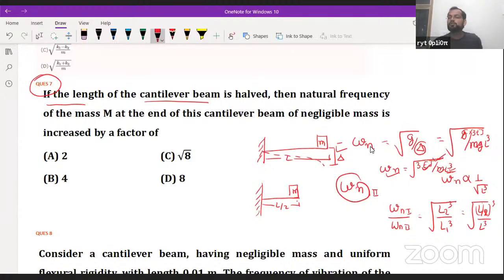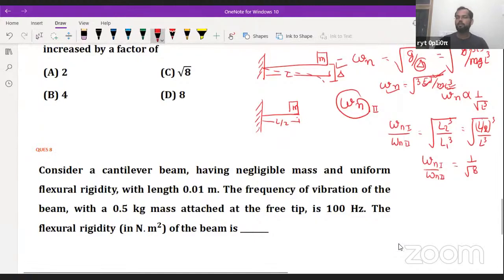This is LQ. So LQ will cancel out, and here you will get omega n first by omega n second. You will get 1 by root 8. So from here you will get omega n second is equal to root 8 omega n 1. Prashant gave me B as the option, but here option C is the correct answer. I hope there should not be any doubt. So in this way you can calculate the natural frequency of the system.